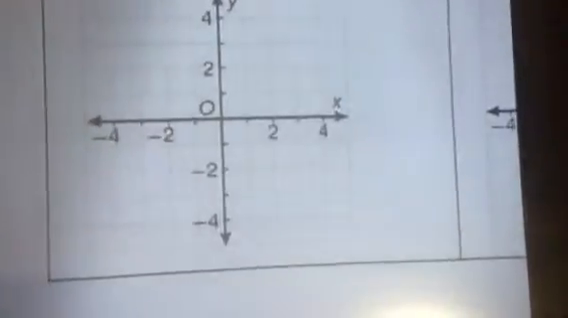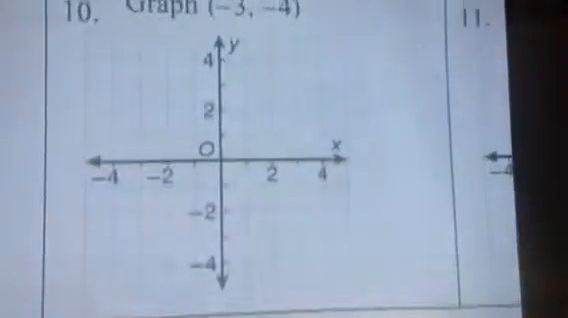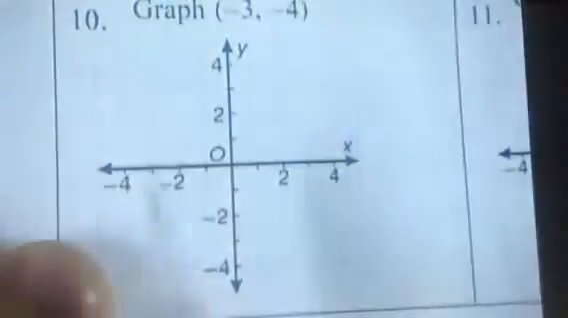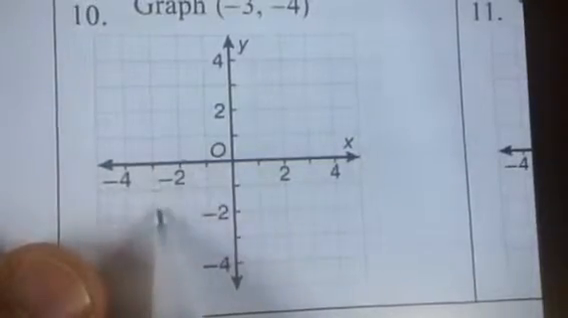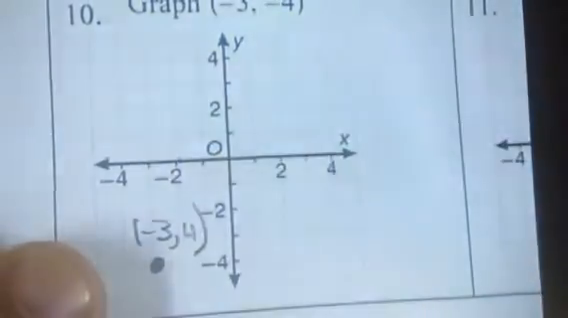Graph -3, -4. Remember the first thing when you're graphing. The first thing you start off with is your x value. Then you graph your y value. Graph the x coordinate first. If it's negative, go to the left. So go to the left. 1, 2, 3. Then this is a negative, so I went left. 1, 2, 3. I didn't put a point, I just put my pencil. So I went left 3, now I need to go down. 1, 2, 3, 4. That's the point. Negative 3, negative 4.